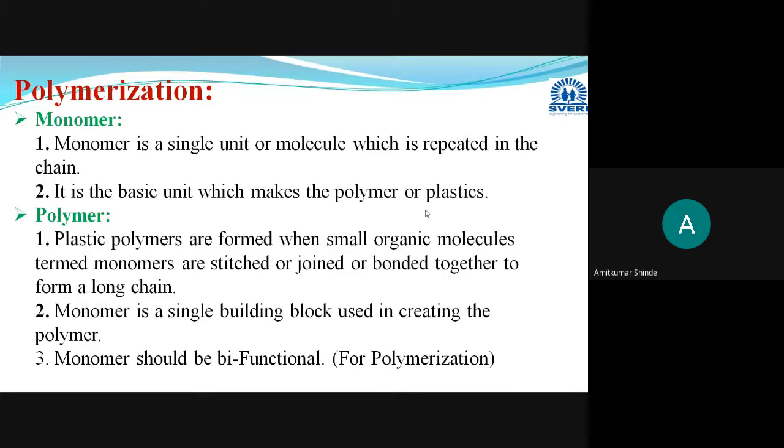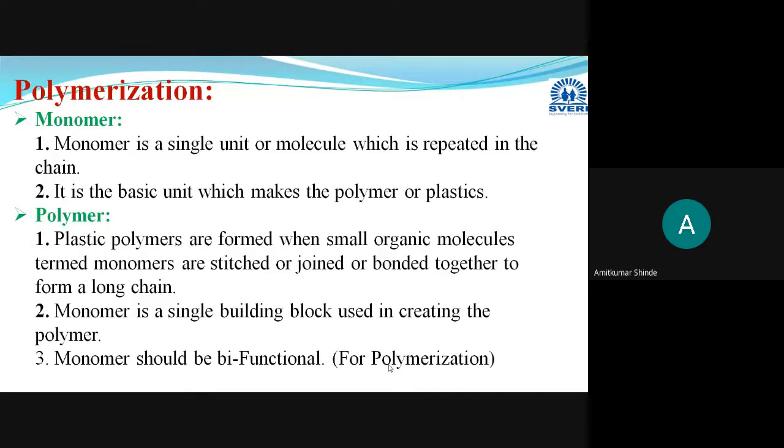To transfer a monomer to the polymer, it should satisfy a certain condition, and that basic condition is, you can go through the third point here: the monomer should be bifunctional. Bifunctional means it should have some double bonds in that particular monomer. Then and only then may that particular monomer get transformed to the polymer. This is the basic condition for the occurrence of the polymerization process.